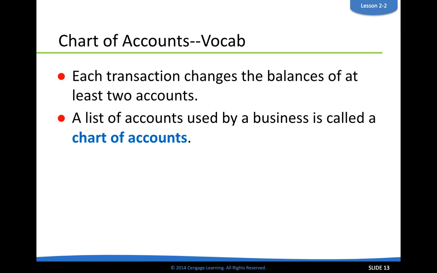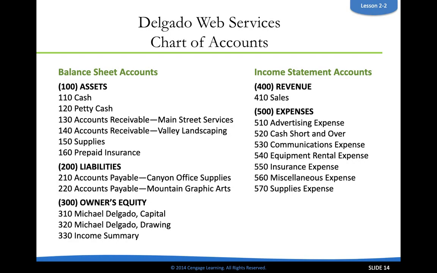A list of accounts used by a business is called a chart of accounts, which looks like this. This is a chart of accounts for Delgado Web Services, that business that we've been working with. Balance sheets deal with that accounting equation, assets equals liabilities plus owner's equity. That is one type of report that you would look at as a business owner to make sure that everything's in balance, pretty much.